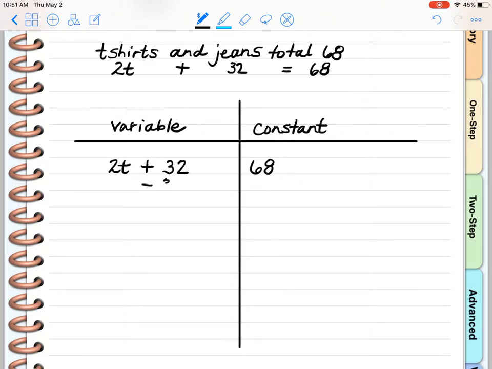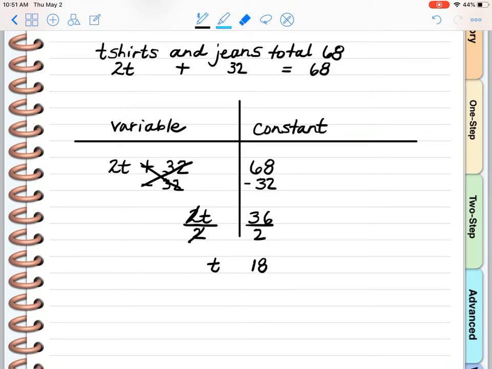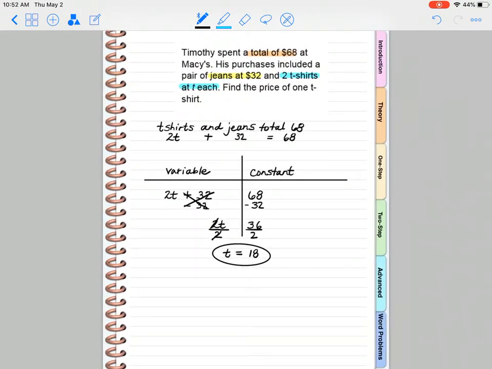So I'm going to move the 32. I encourage you to use your calculator. Don't make a mistake because of your subtraction. Divide your coefficient through both terms. So one t-shirt, which is what we were asked to find, is $18. One t-shirt, $18.